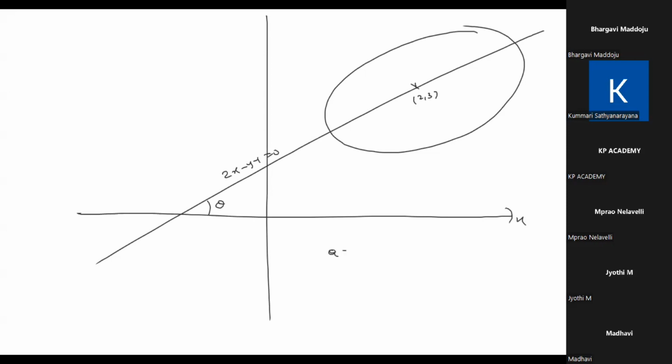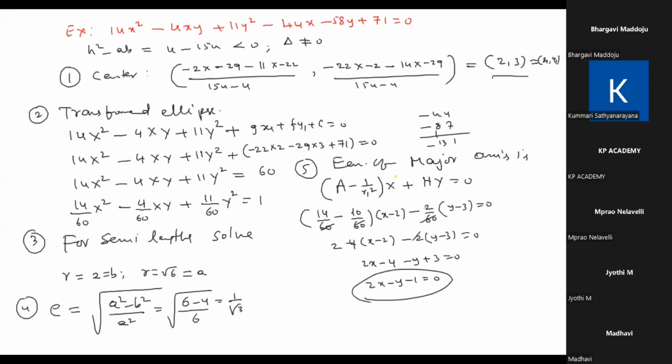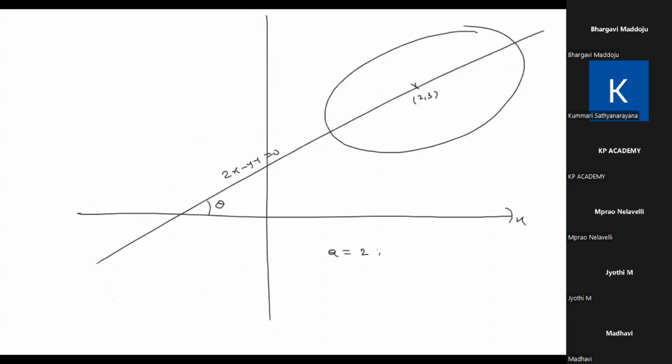A is how much you got? Where we did this: A is root 6, B is 2. So A is root 6 and B is 2. So e you got is 1 by root 3, right?